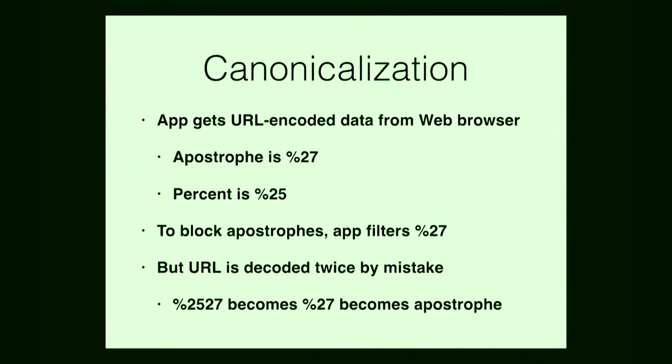Then there's canonicalization. This reduces things to their URL encoded form. You can express any ASCII character with % and then 2 digits for the number of the character. So this is hexadecimal. So % is %25.